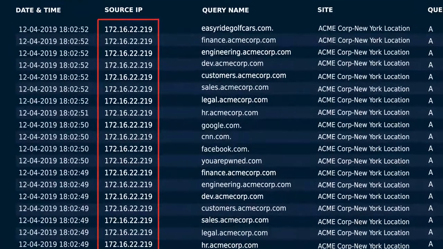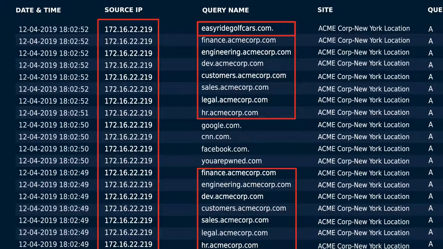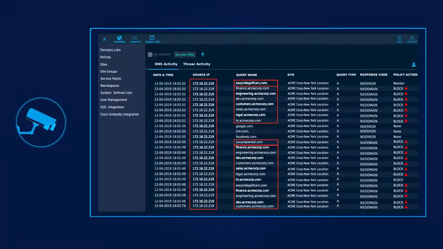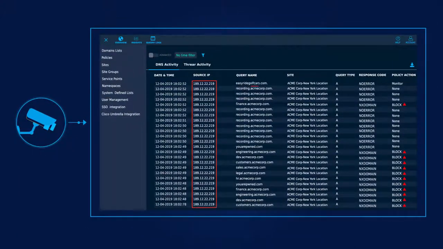In this case, the endpoint accessed finance, HR, and other internal resources after the threat alert, along with another suspect external domain, urpwned.com. With even deeper insight, you can identify any other endpoint connecting to the same sensitive internal resources that exhibit similar traffic patterns.